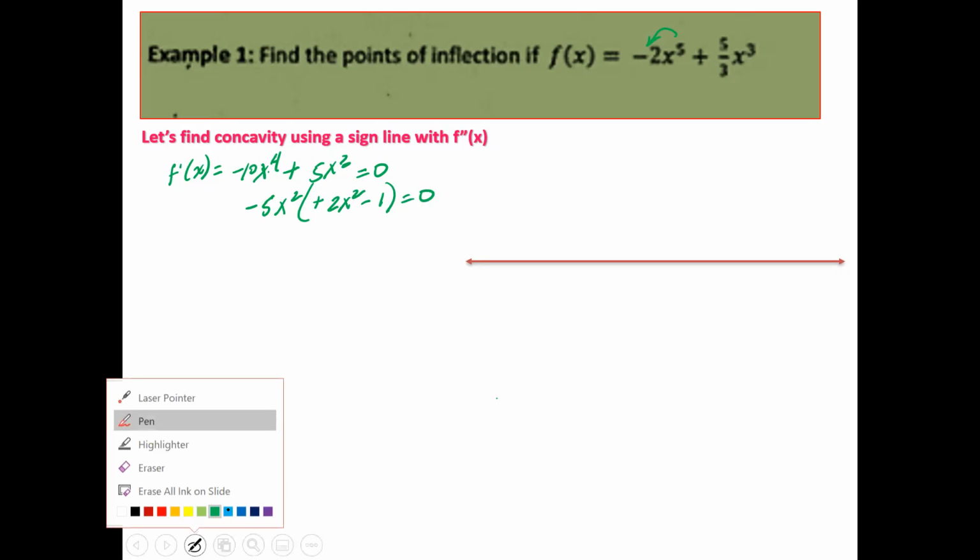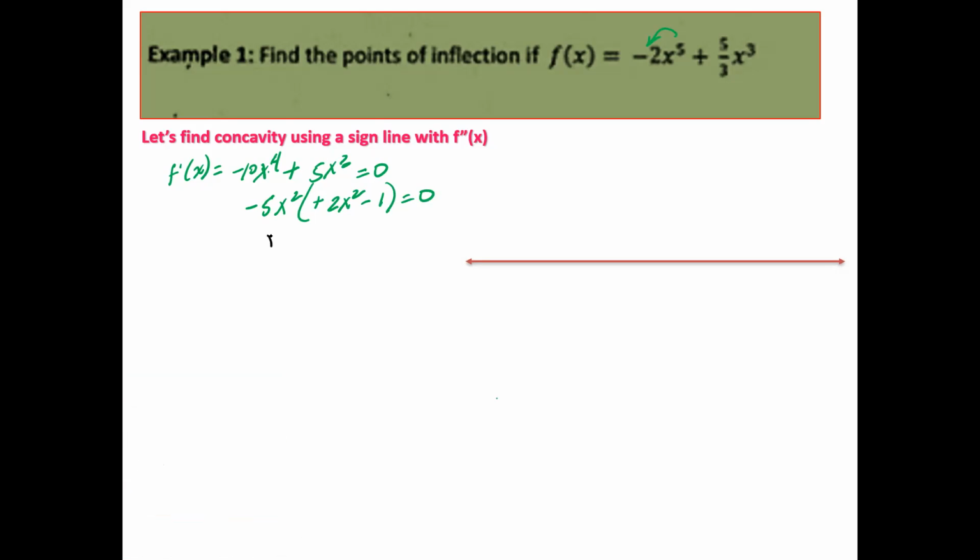So then when I set this equal to 0, I'm going to have x equals 0 from right here, because when you divide by negative 5 and you square root 0, it's still going to give you 0. And then from here, add the 1 and divide it by the 2. So x equals plus or minus the square root of 1 over 2.